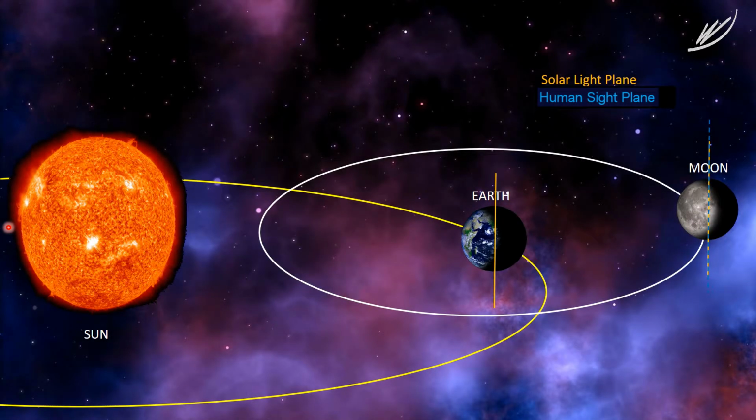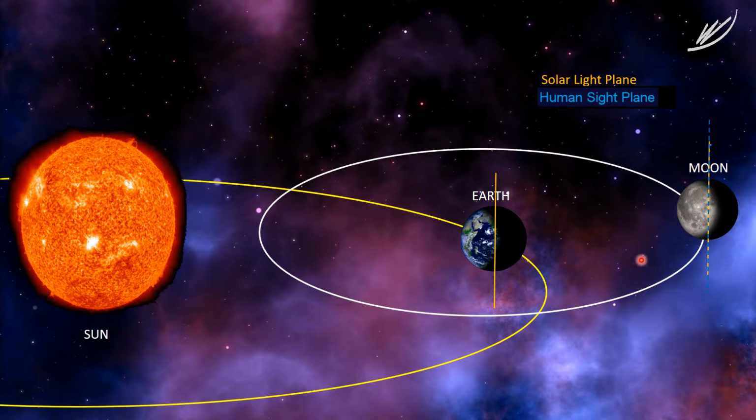Now let us try to understand the schematic. We have here our Sun, Earth and the Moon. The yellow ellipse here represents the path in which the Earth revolves around the Sun, whereas the white ellipse represents the path in which the Moon revolves around the Earth.